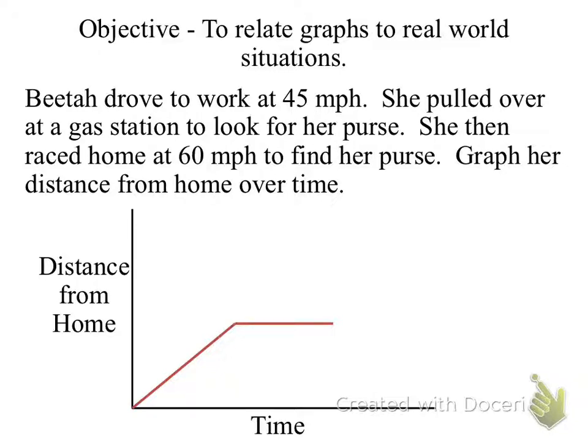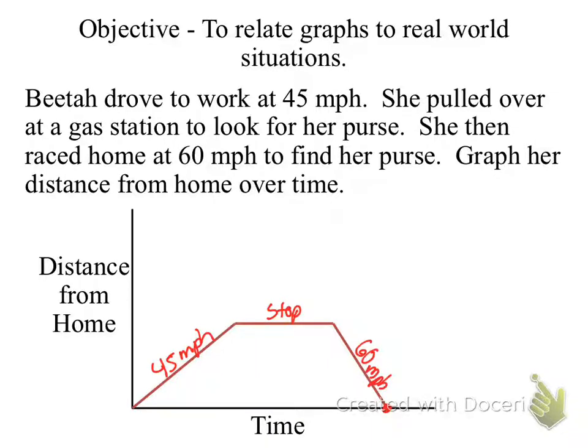Now, she then races home at 60 miles per hour to find her purse. She originally went, this is 45 miles per hour. This is stopped. What is 60 miles per hour going to look like? It's at a steeper angle. At a steeper angle, and which way is she going? Down, up? She's going up at a steeper angle. She's racing home at 60 miles per hour. Does she go down because she's going back to where she started? That is correct. She's going down because distance, she's going back to. So this is going to have to be a steeper angle, right, at 60 miles per hour. Because remember, we said this is 45 mph. This is stopped. And this is 60 miles per hour.